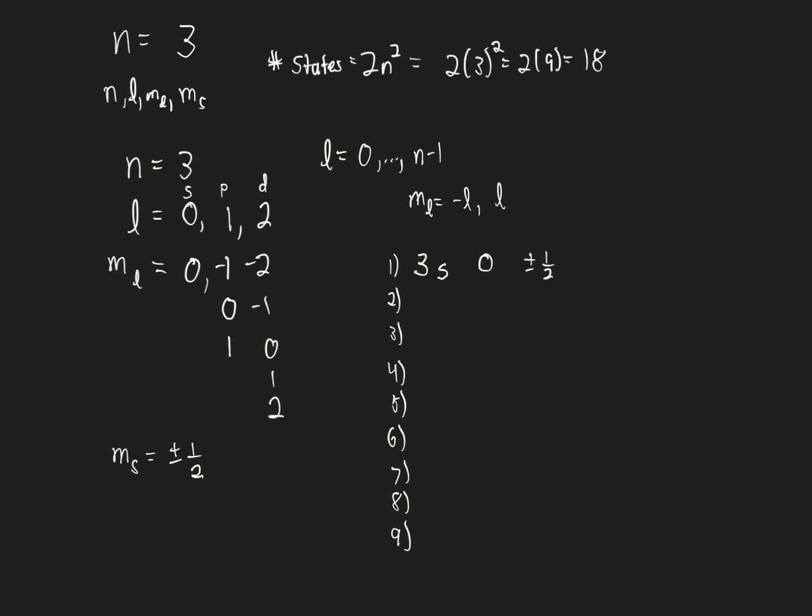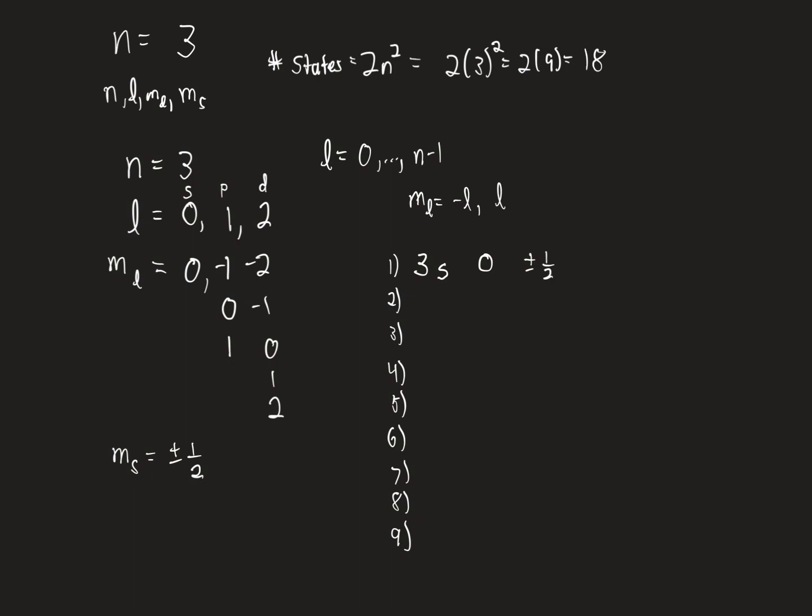Now let's do the next one. So another state. Let's say N is equal to 3. I took care of the zeros, so I don't need to worry about those. 3, and then L is equal to 1. And what could I have for M sub L then? I could have a negative 1, I could have a 0, or I could have a 1. So that's 3 different states.